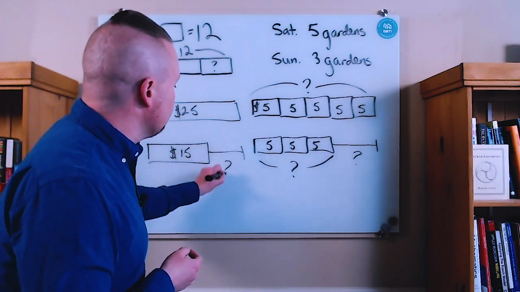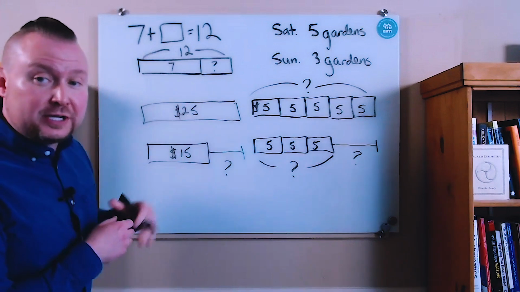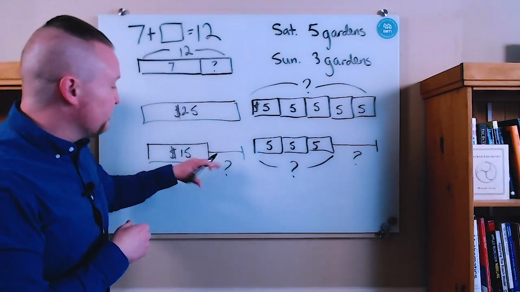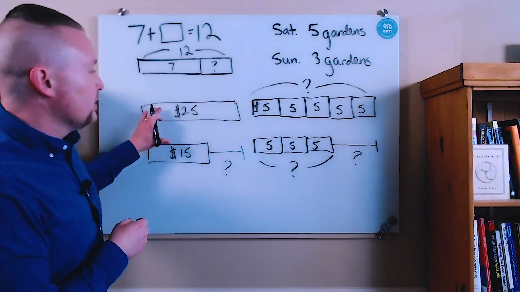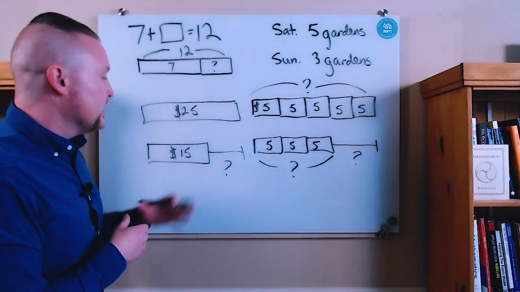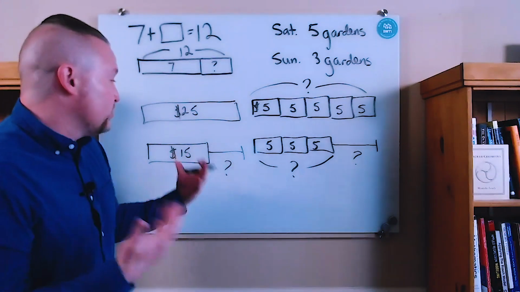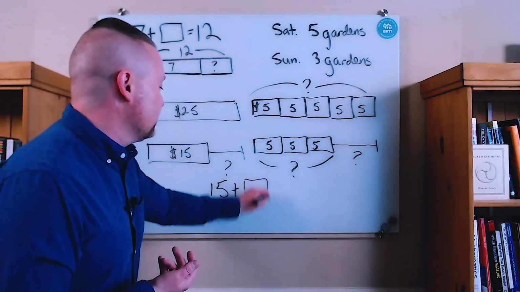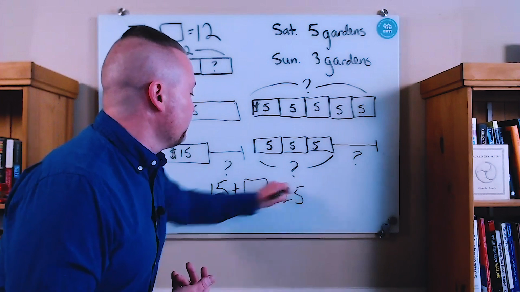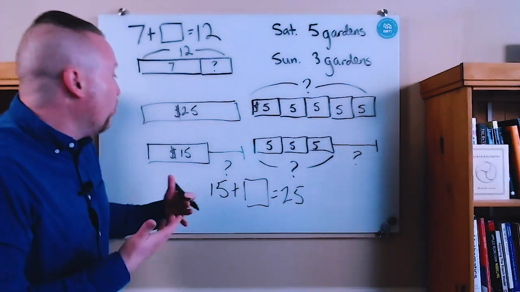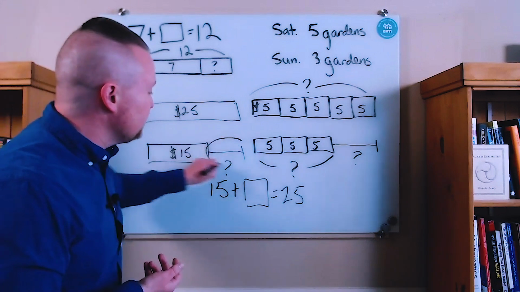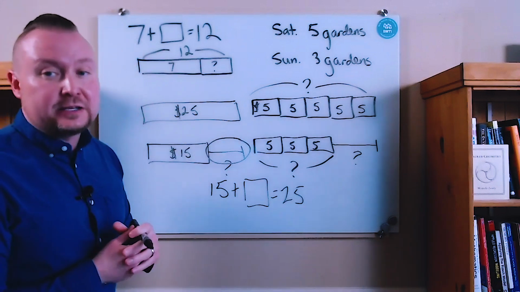Now I'm drawing a new model, a compare model, to say this is the second part that I'm going to figure out: what's the difference? How much more did she earn on Saturday than Sunday? There are a couple of different ways to solve the problem. You could transition to an equation. My personal favorite is to think of adding up from 15 to get to 25, or we could say 25 subtract 15. And we find out that this missing part, the difference, is $10.